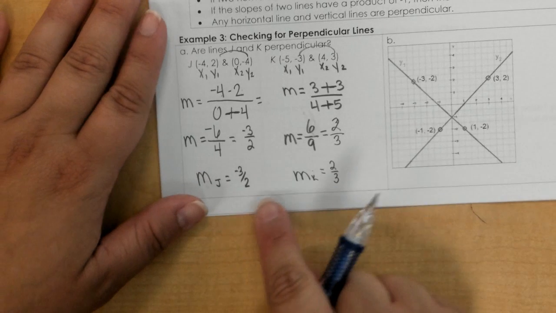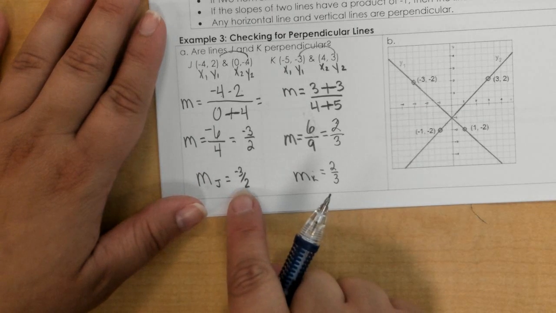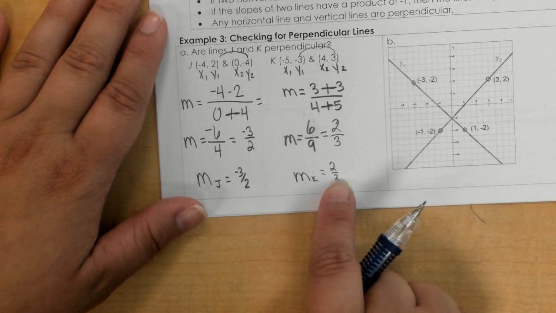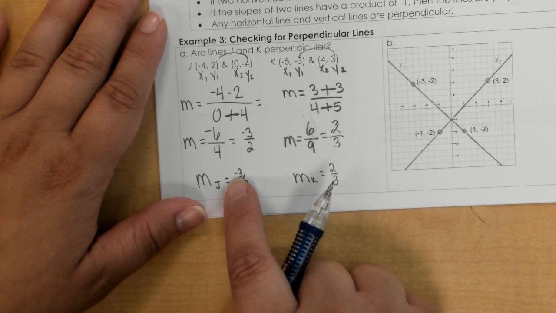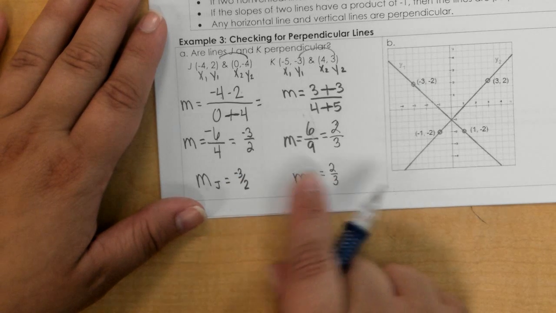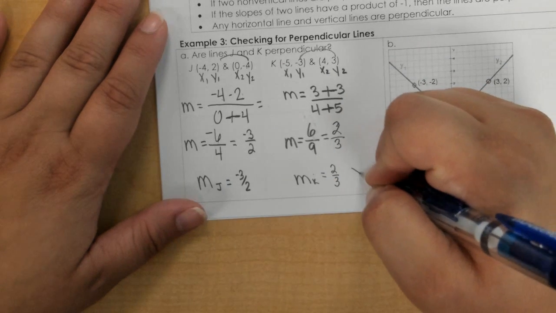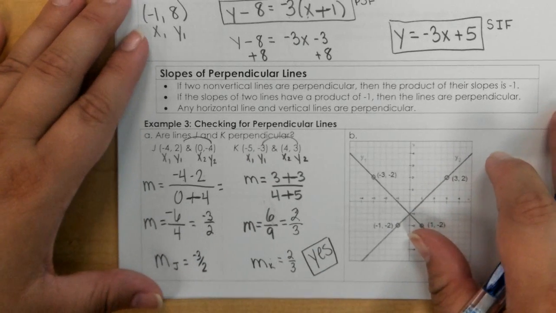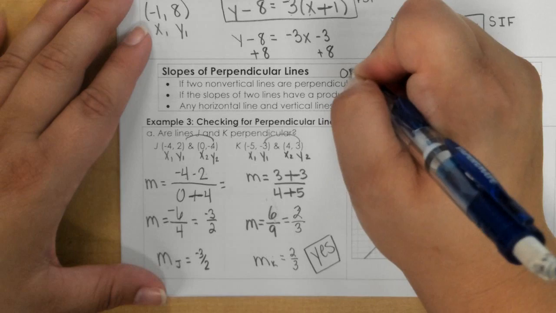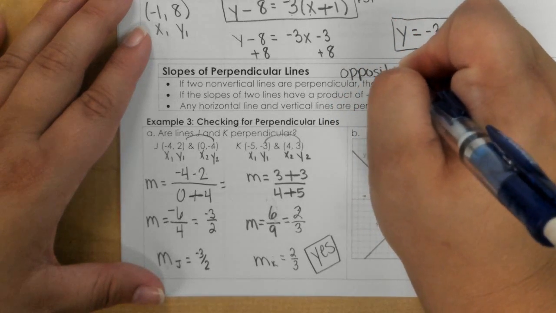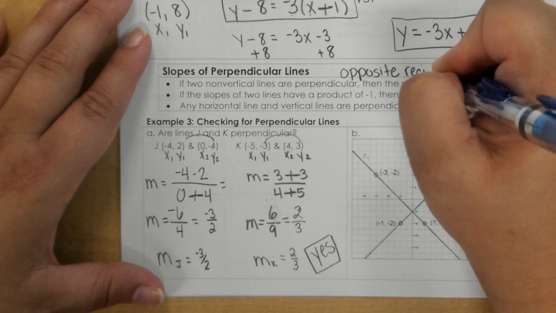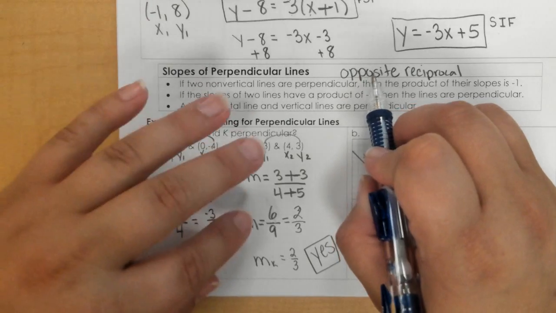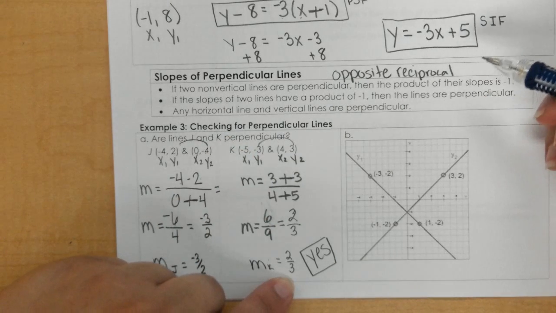So I check to see, do I have the fraction flipped over here? So the reciprocal. So 3/2 should be 2/3, and that is. And the opposite is, here's negative, this should be positive over here, and it is. Okay? So yes, these are perpendicular. And then just so that you have that phrase, you want opposite reciprocal. Opposite meaning positive and then negative, or negative then positive. Reciprocal meaning flip the fraction.